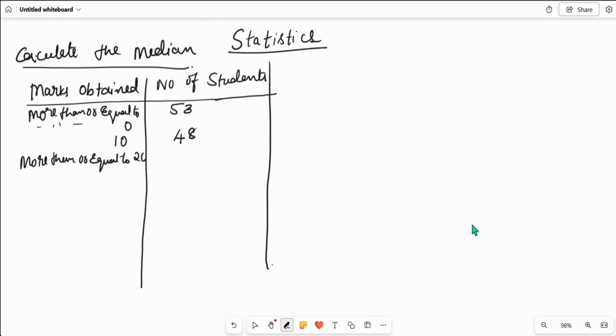20. Okay, it is given 45. Same way, more than or equal to 30, it is 41.